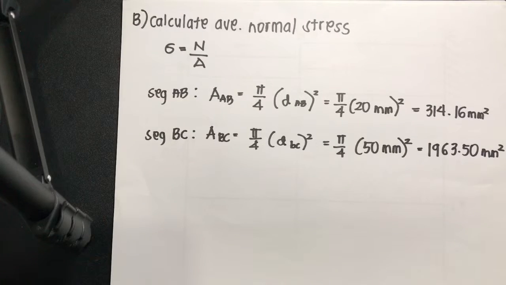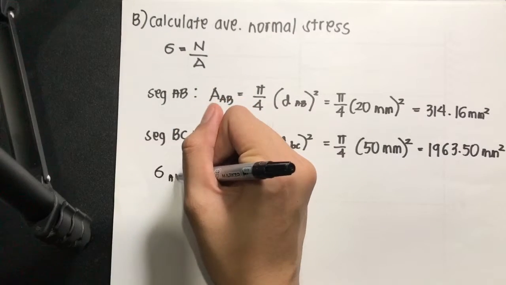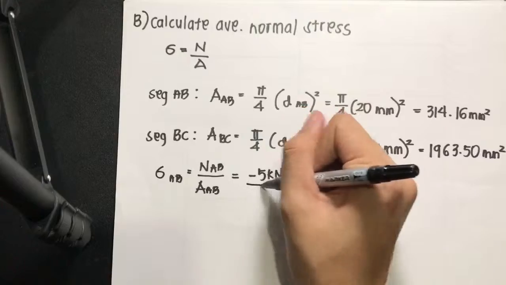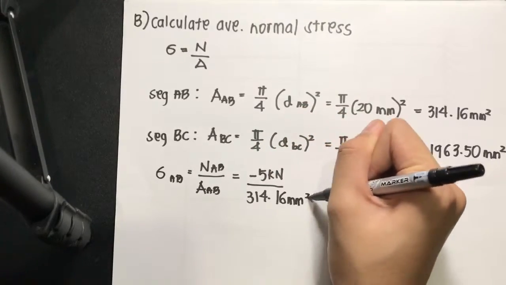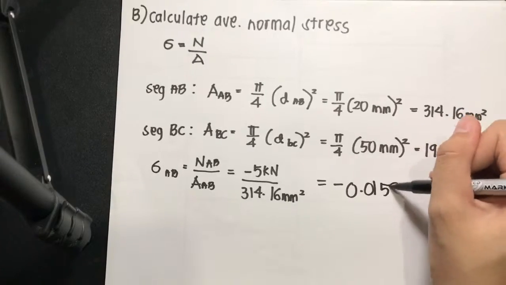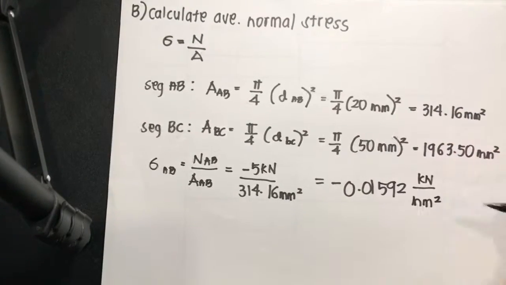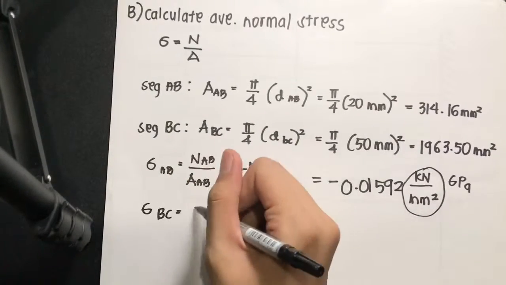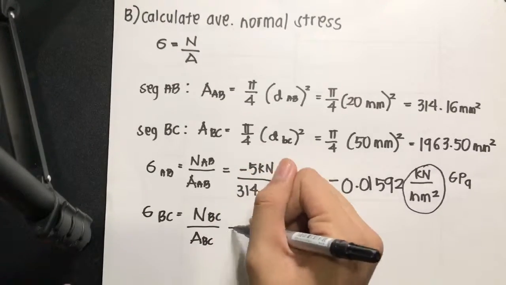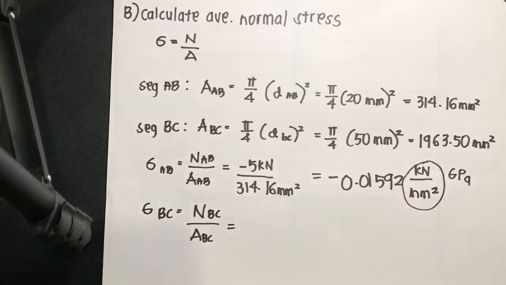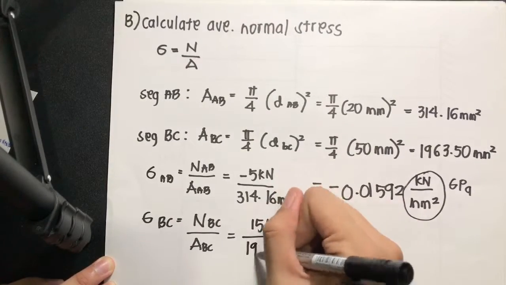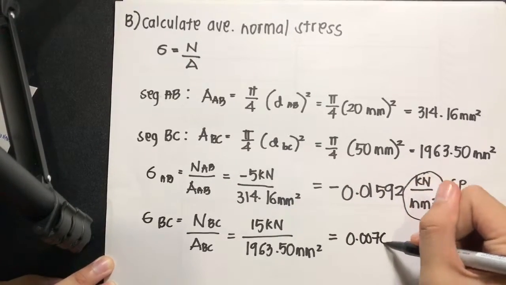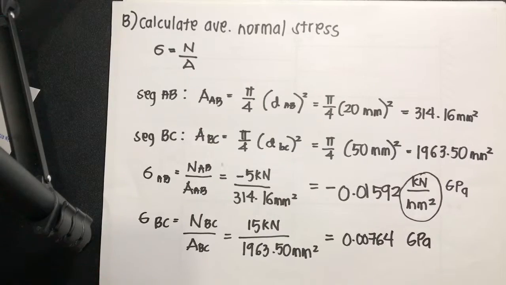we get 1963.50 millimeters squared. So now that we have the cross-sectional areas of segments AB and BC, we can solve for sigma AB and sigma BC. Sigma AB is equal to negative 5 kilonewtons over 314.16 millimeters squared, equal to negative 0.01592 kilonewtons per square millimeter. Kilonewtons per square millimeter is also known as gigapascal. Moving on, we have sigma BC equal to 15 kilonewtons over 1963.50 millimeters squared, equal to 0.00764 GPa, or kilonewtons per square millimeter.